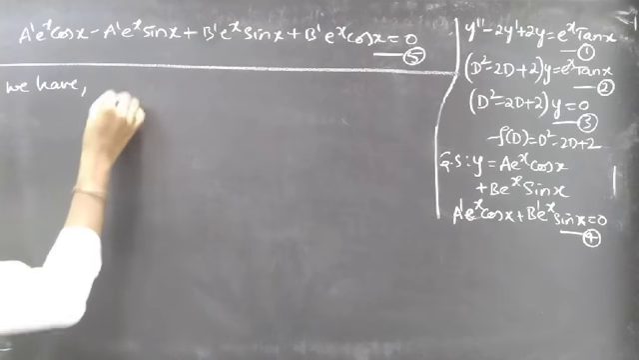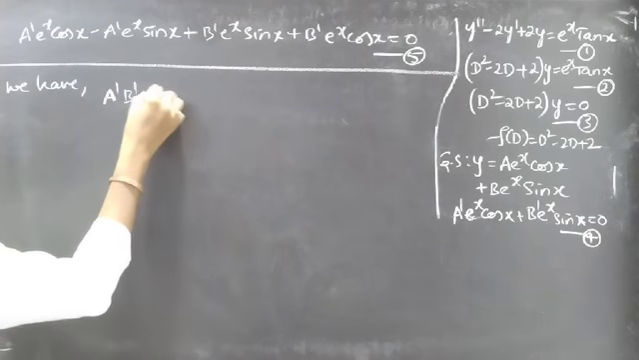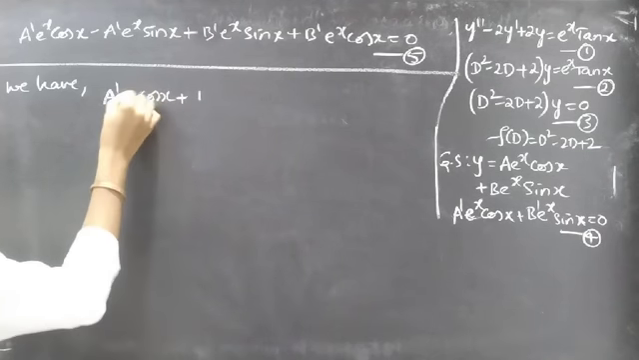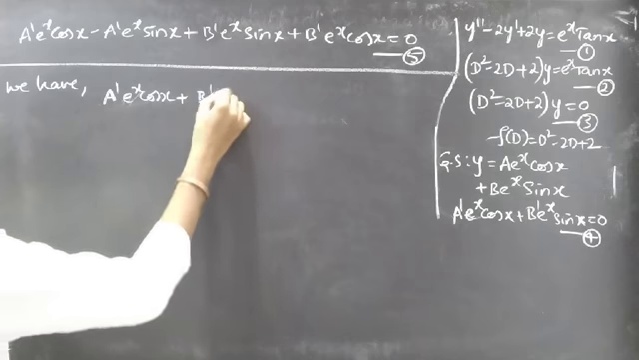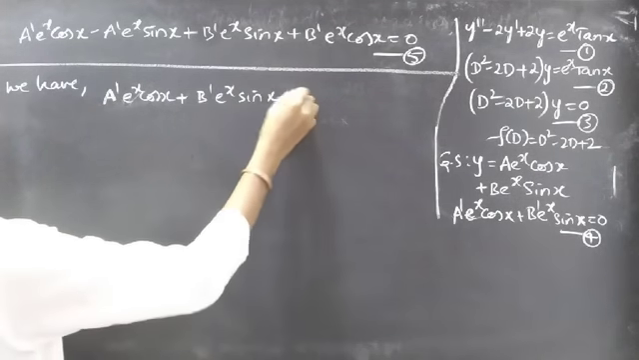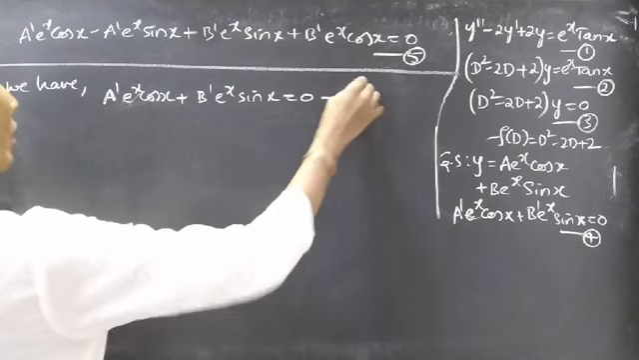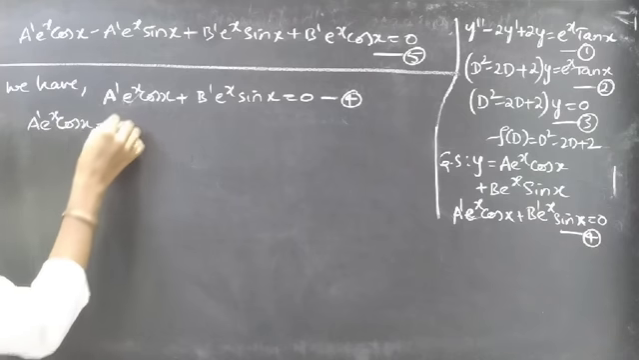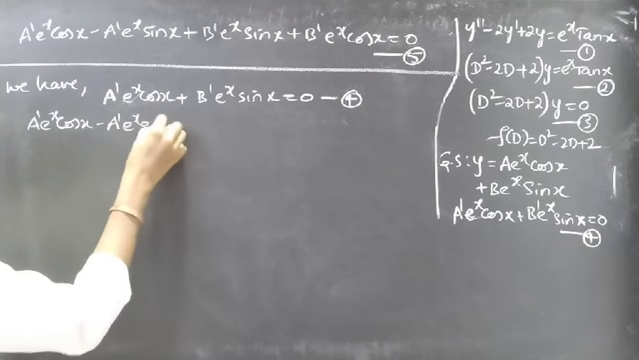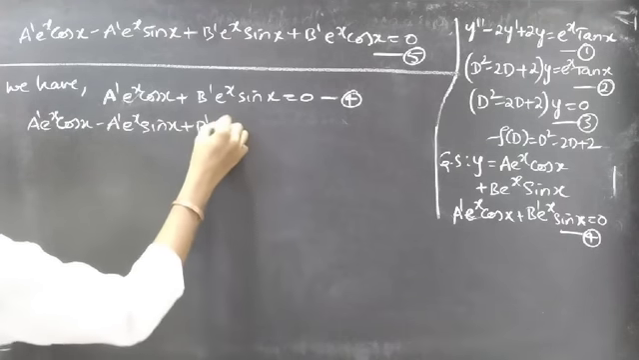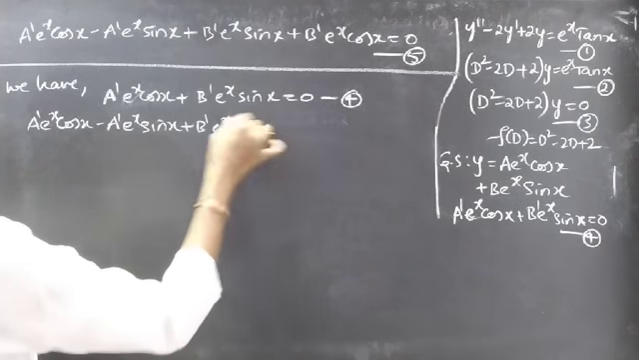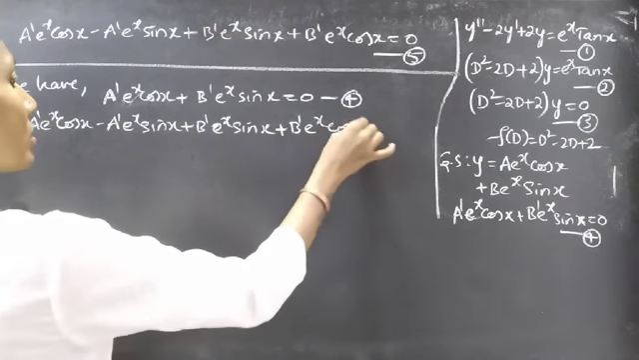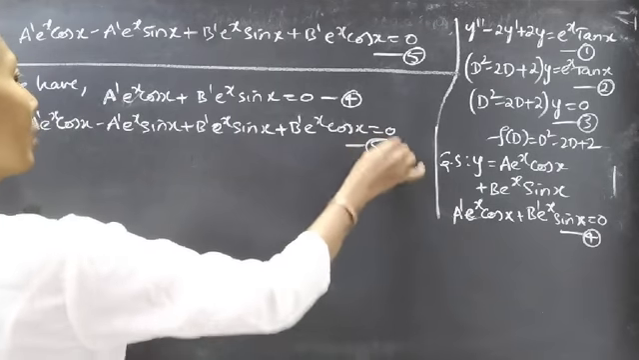We have equation 4: a dash e power x cos x plus b dash e power x sin x equal to 0, and equation 5: a dash e power x cos x minus a dash e power x sin x plus b dash e power x sin x plus b dash e power x cos x equal to 0, which is equation number 5, right?